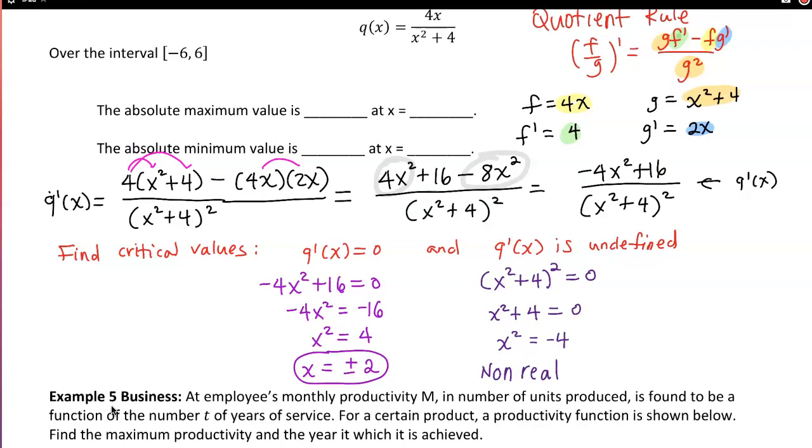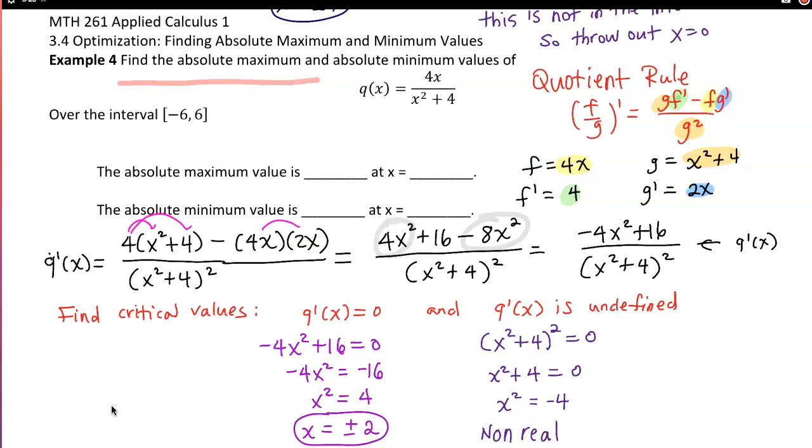Now, hold on, let's take a look at this interval. This interval is going from negative 6 to positive 6, including negative 6 and positive 6. The two critical values that I just found are negative 2 and positive 2. Both of them are in this interval, so I have to plug in 4 different numbers into Q of x. I need to plug in negative 6, negative 2, positive 2, and positive 6 into Q of x to see which one gives us the biggest number.